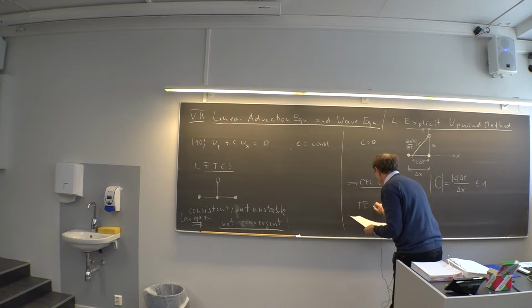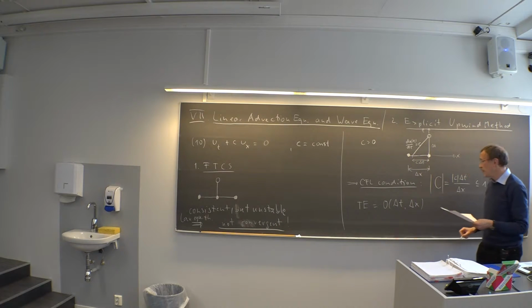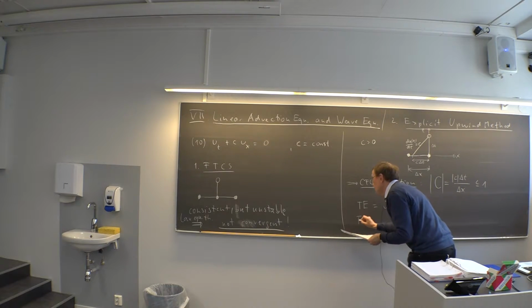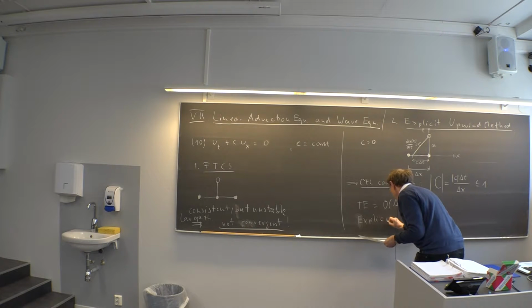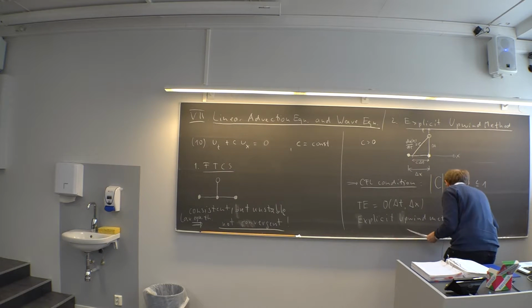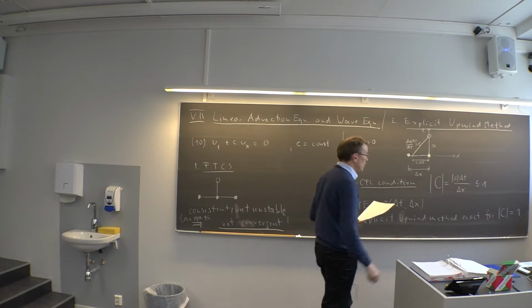we can also show that the truncation error is of order delta t in time and delta x in space. So it's only first order in time and space. However, when we apply this for the Courant number 1 or minus 1, then we get it exact. So that means the explicit upwind method is exact for, in our case, just the capital C, the Courant number 1.